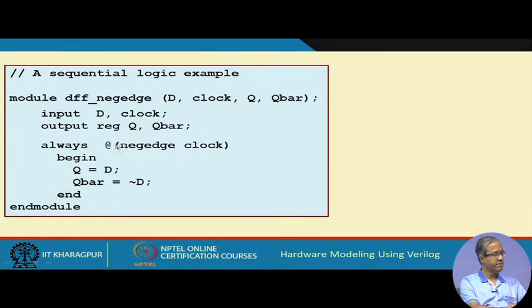So, what we are doing inside this always block is at negedge of the clock. Whenever there is a negative edge of the clock, we are executing two statements. Whatever is on D goes to Q, and whatever is on D bar goes to Q bar. This is the logic that defines a D type flip flop which is negative edge triggered.